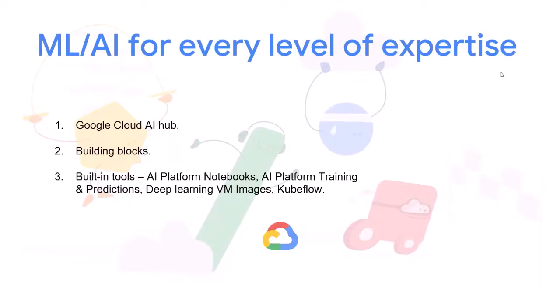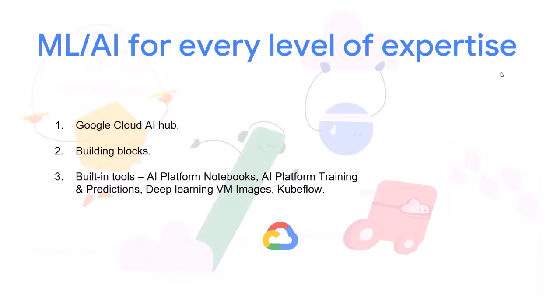Now, ML and AI for every level of expertise. We see that Google Cloud's AI Hub is a repository of plug-and-play AI components, including end-to-end AI pipelines and out-of-the-box algorithms. AI Hub provides enterprise-grade sharing capabilities that let organizations privately host their AI content to foster reuse and collaboration among machine learning developers and users internally.